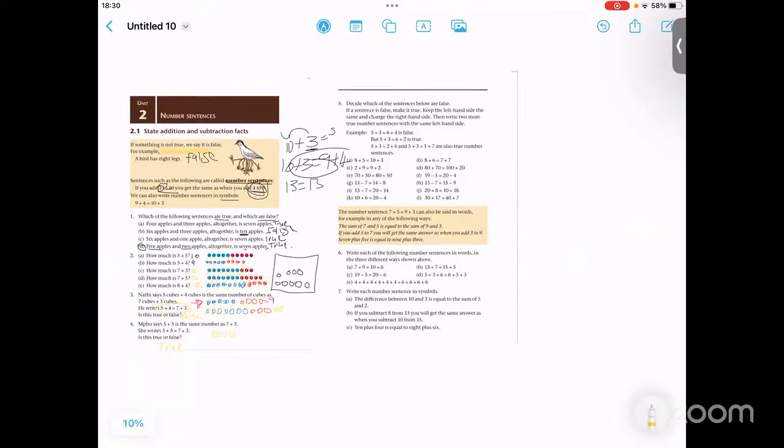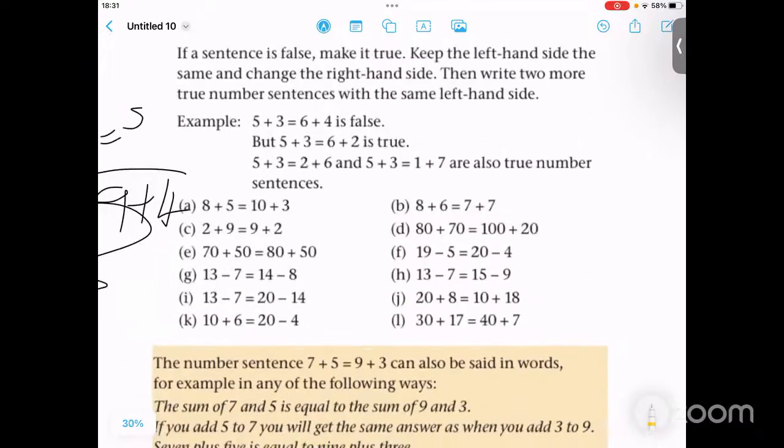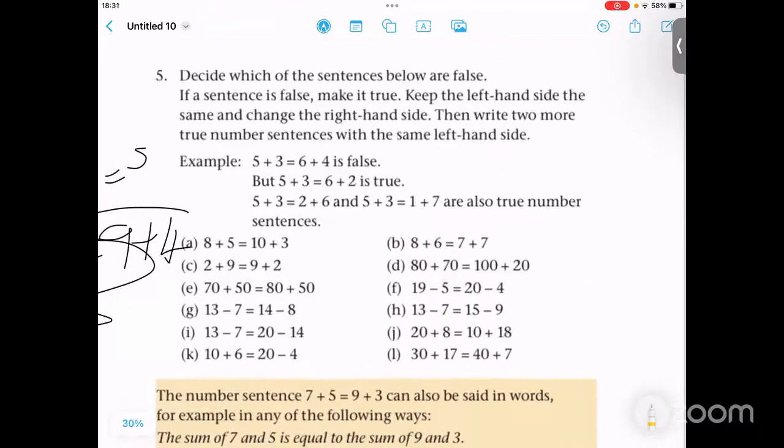Okay, let's go to number 5. Our number 5 here. And they say decide which of the sentences below are false. And if a sentence is false, make it true. See, if the sentence is false, make it true. And then they say, keep the left-hand side the same. Keep the left-hand side the same.